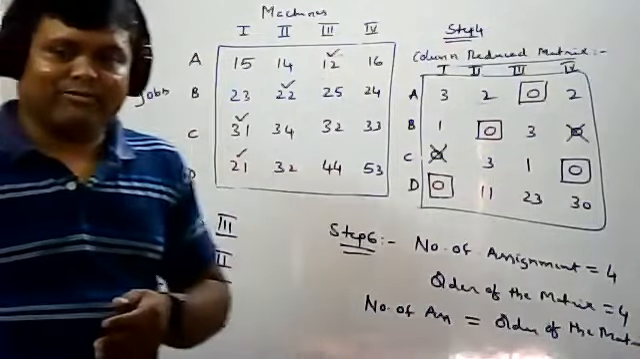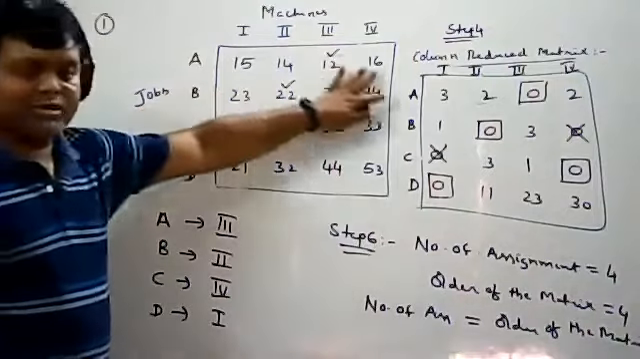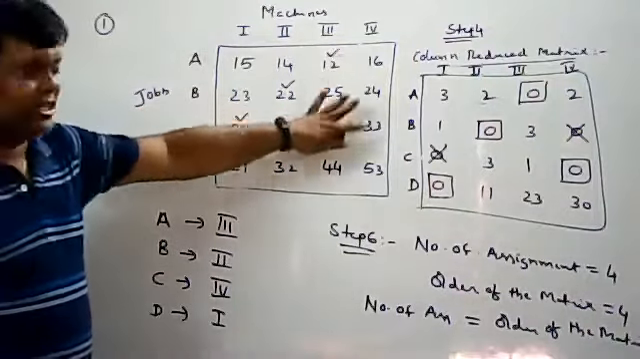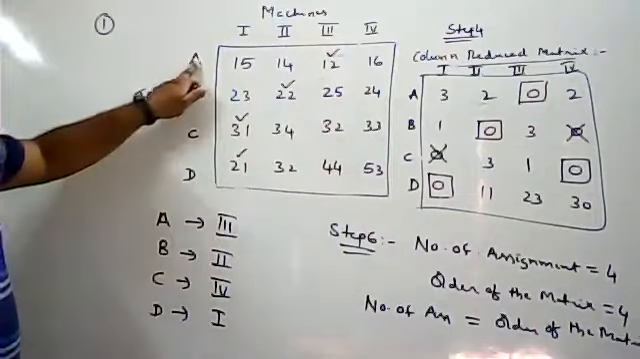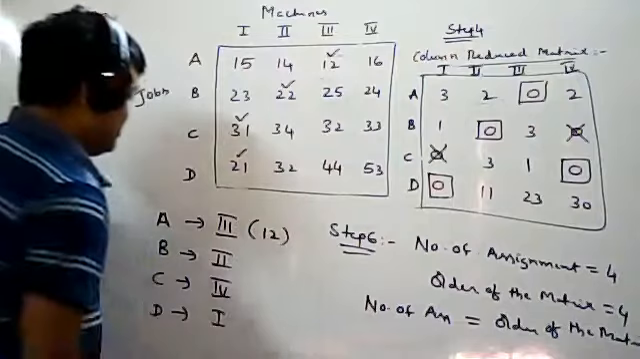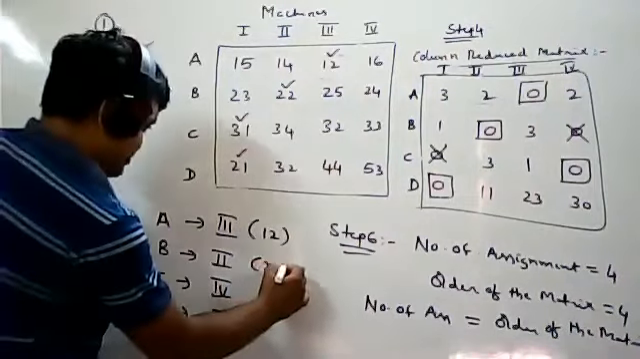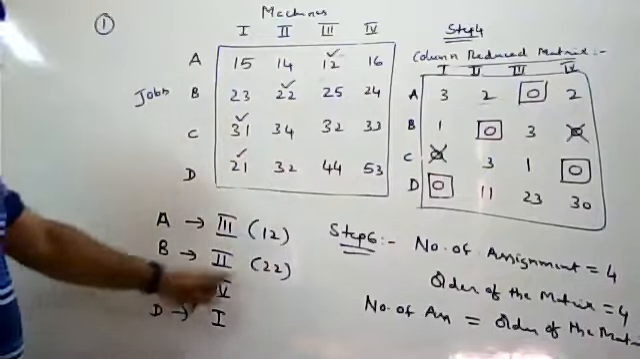But you have to identify the optimum cost. What is the minimum cost? So this is the cost matrix, this is the original problem. A is assigned to 3, which means what is the value you got? 12. B is assigned to 2, which means what is the value you got? 22.